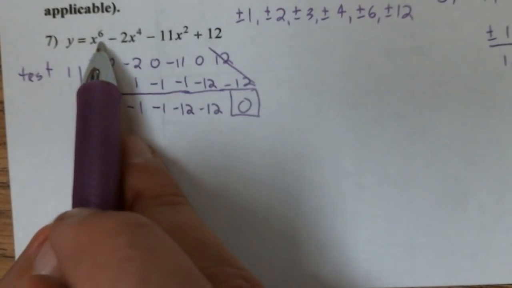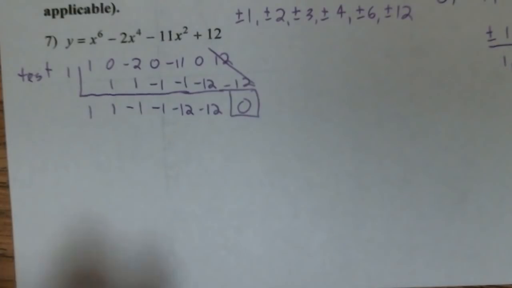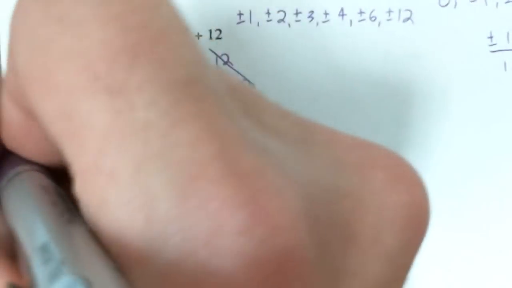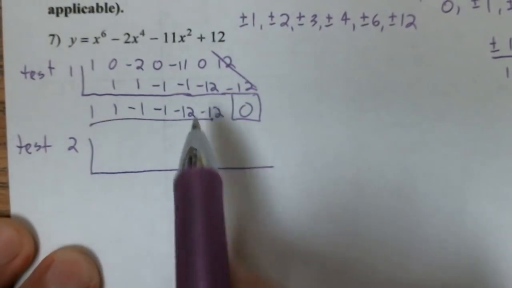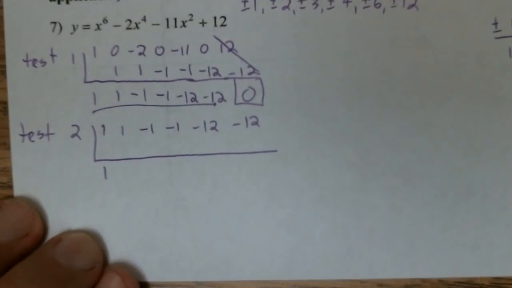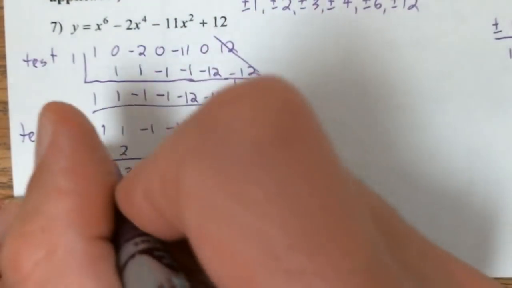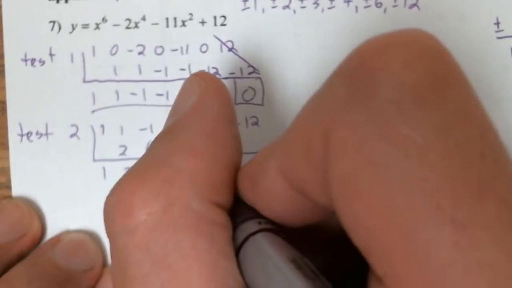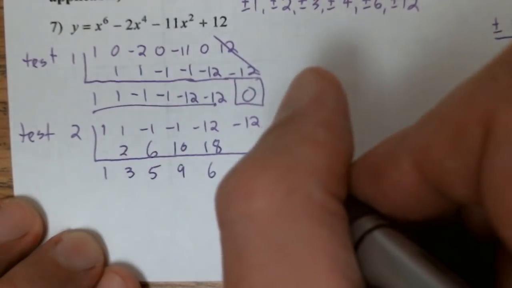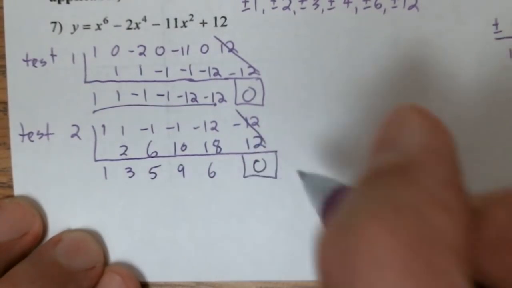Okay, so we took our x to the 6th, and now we got it down to an x to the 5th. We got it down to a quintic. Well, we got to keep going. Okay, let's go back to our graph. Looks like it crosses at 2. Let's test 2. But now I'm going to do synthetic division on those guys. 1, 1, -1, -1, -12, -12. All right, bring that down. 1, 2 times 1 is 2. That's 3. 2 times 3 is 6. That's 5. 2 times 5 is 10. That's 9. 2 times 9 is 18. That's 6. 2 times 6 is 12. They cancel. We get a remainder of 0.